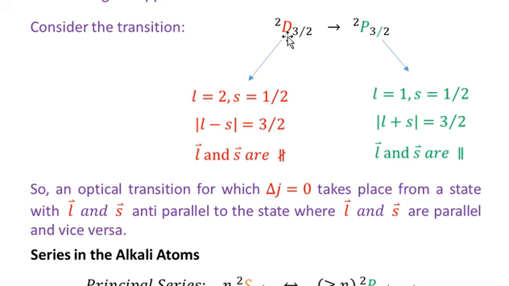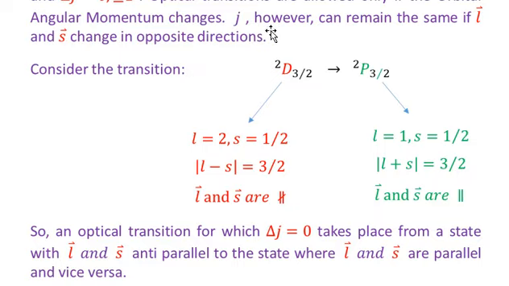So for the transition from the 2D3/2 to the 2P3/2, you will notice that J can remain the same if L and S change in opposite directions, which is demonstrated over here. That is, for the D state, L and S are anti-parallel, and the transition goes to the case when L and S are parallel, provided they have the same J values. So if the values of J are the same and the transition has occurred, it means that under this transition, L and S have moved from the parallel combination to the anti-parallel combination and vice versa.